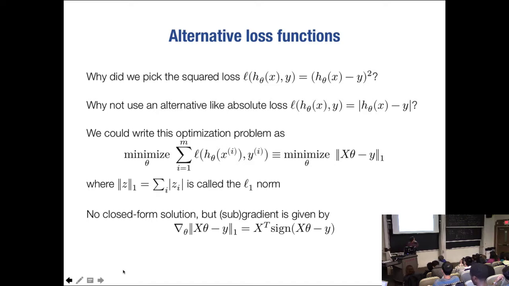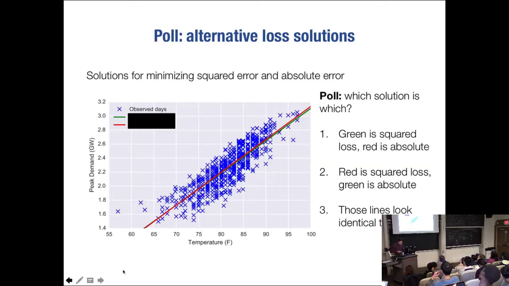Technically this function is non-differentiable at the 0 point because the absolute value is not differentiable at 0, and so this is actually something called subgradient descent. But you can compute the subgradient of this function. It looks a lot like this, except you have the sign of this thing. Other than that, you run gradient descent and it works pretty much as it did before to minimize this function. Okay, so one more poll question really quickly here.